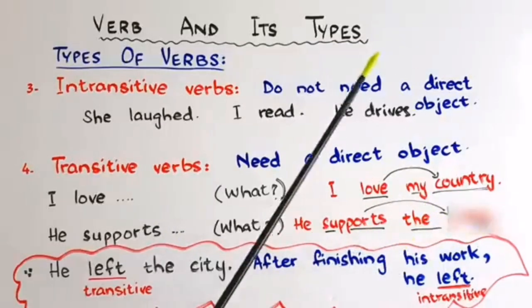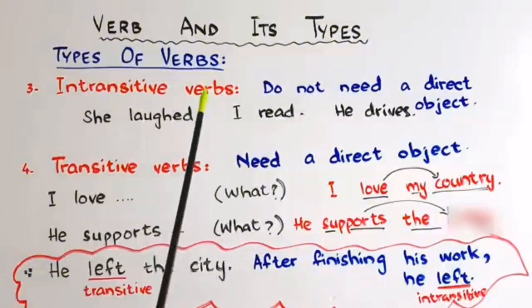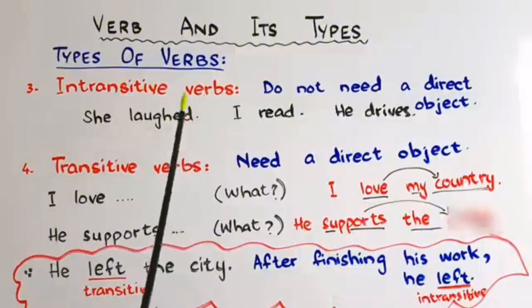So whenever in your exam or any paper you are asked to underline or mark intransitive and transitive verbs, look at the verb and see whether it needs an object to give a complete sense or it is already complete. Sometimes it may happen that a verb is transitive as well as intransitive. Like, he left the city. Here the verb left is transitive. If I say he left, what did he leave, right?